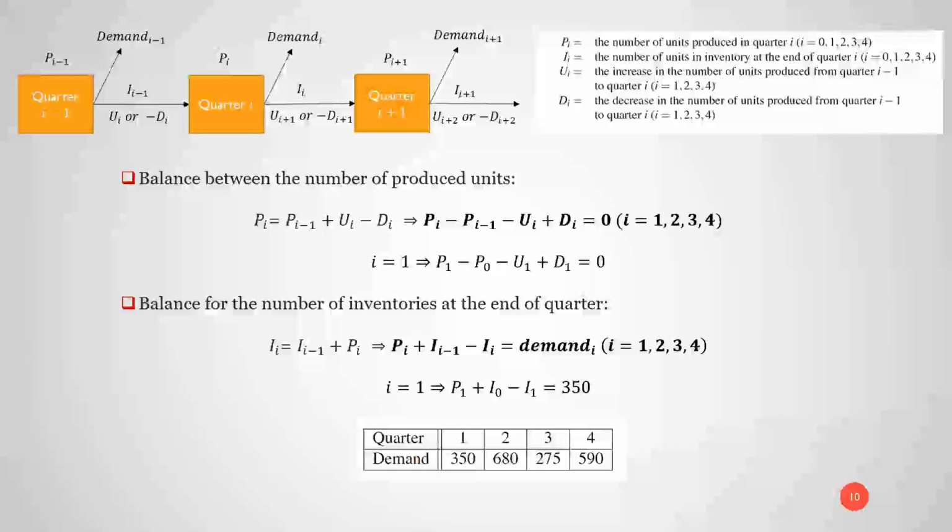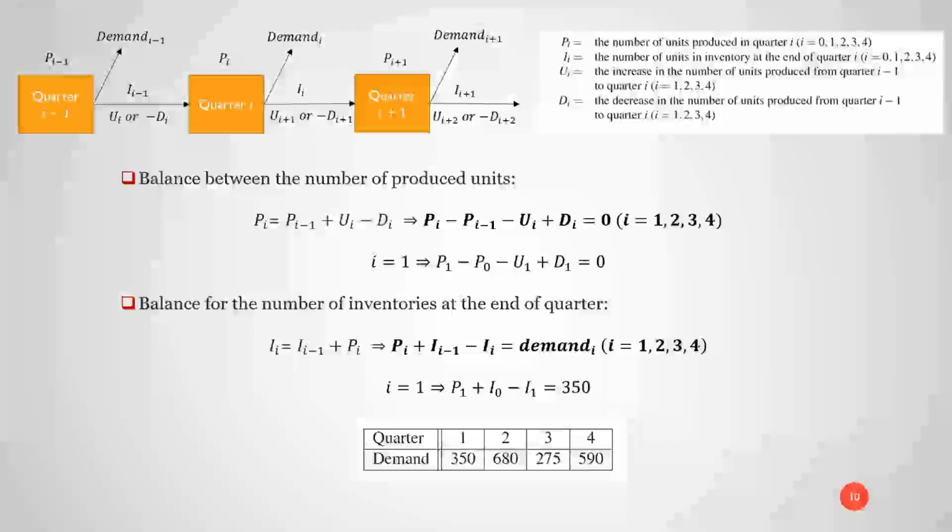Two types of balance constraints exist in this problem. The first category focuses on the relationship between the production quantity of the current and the previous quarter. To set up the second type of balance constraints, the input and the output for each of the quarters should be equal.